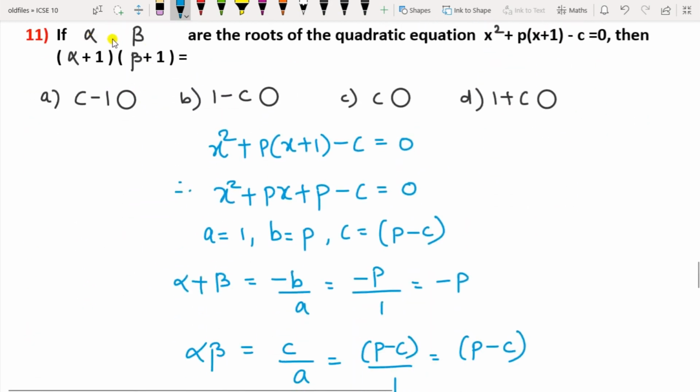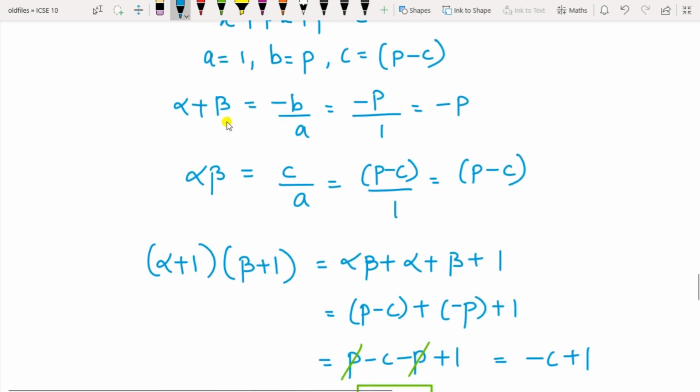Question 11 here is, if alpha and beta are the roots of the given equation, then alpha plus 1 and beta plus 1 equal to what? This is multiplication in between. So open the bracket here, it will be x square plus px plus p minus c equal to 0. So in this case a is 1, b is p and c is p minus c. Since a is the coefficient of x square, b is the coefficient of x and c is the constant. Okay. Now find alpha plus beta, that is minus b by a, in the equation. So in this case it will be minus p and alpha beta is c by a, so it will be p minus c in this case.